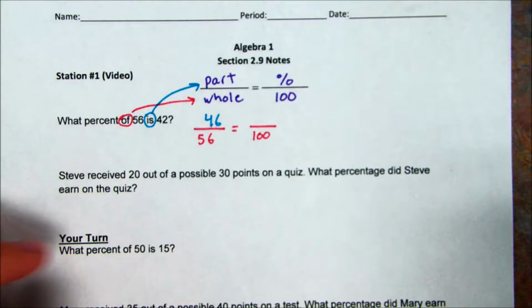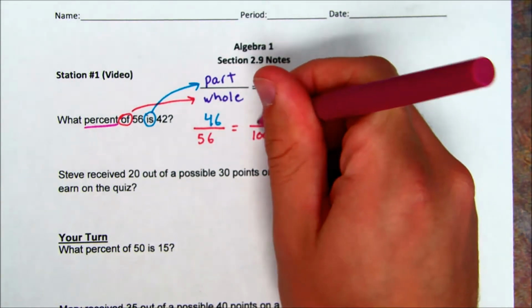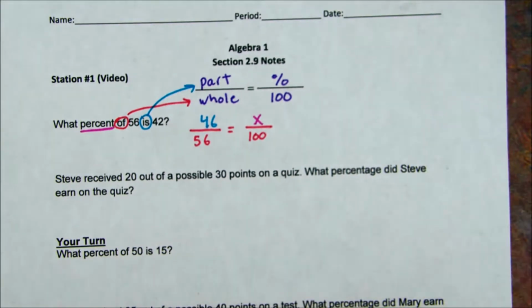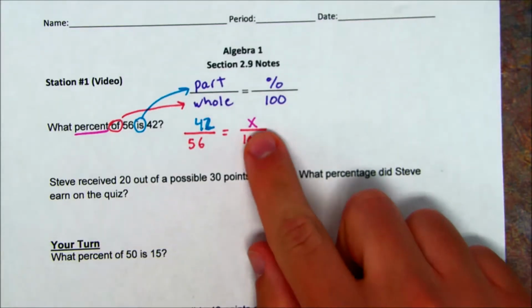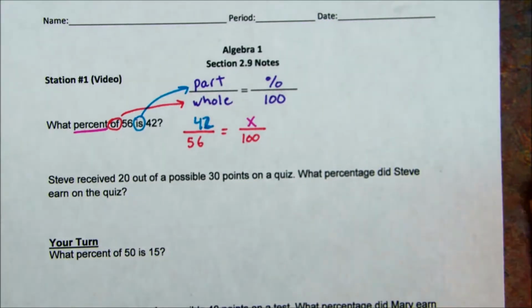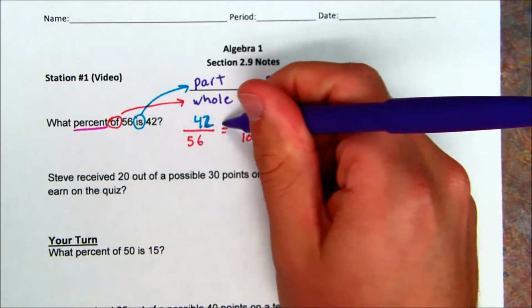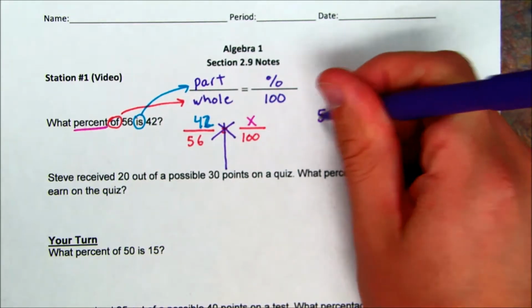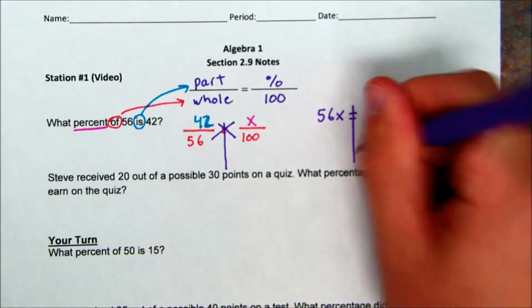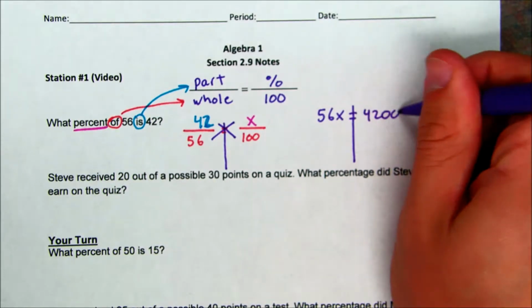So my part here is 42. Now, in the problem, we are looking for the percentage. Here it says what percent. So that means I'm going to replace my percentage with a variable, x. And now I'm going to solve this like I would any other proportion. I'm going to start by drawing my brick wall, and I cross multiply. So I do 56 times x, so 56x equals 42 times 100, so that'd be 4200.